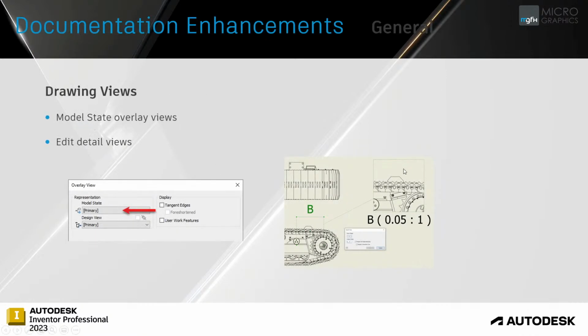There we go. Sorry. So drawing views, the model state and overlay views. So basically, when creating an overlay view for parts, you can select a desired model state to be shown in the view. It can be useful, for example, when showing a part before the processing and after. Right? So basically, you might have different model states, and you can overlay the same part but in a different model state. That is very, very useful. So when placing an overlay view, right?